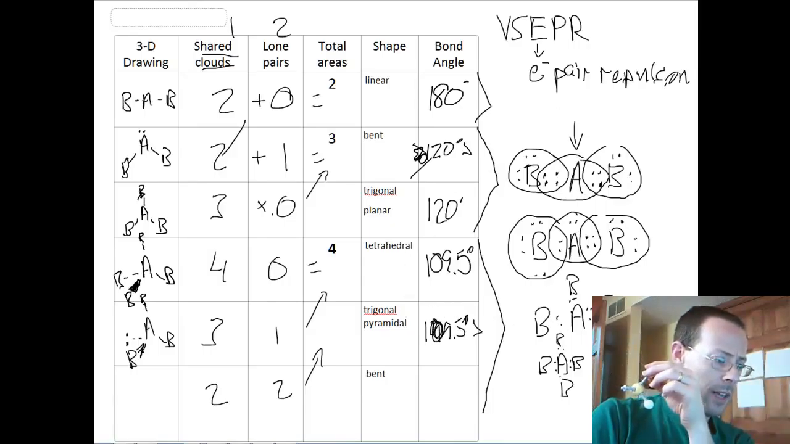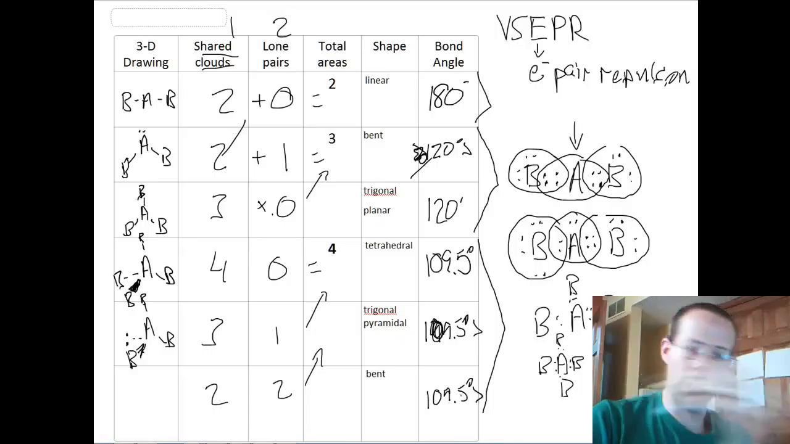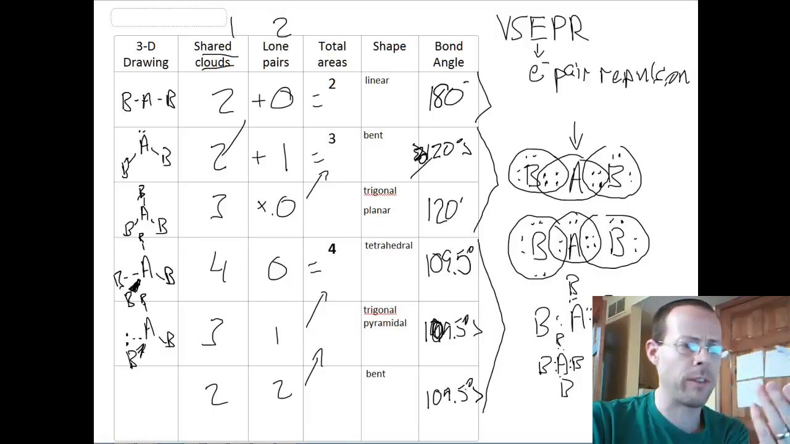So notice the bond angles always match your areas of electrons. If it's 4, it's always 109.5. If it's 3, it's always 120. If it's 2, it's always 180. Again, this can be less than 109.5 again.